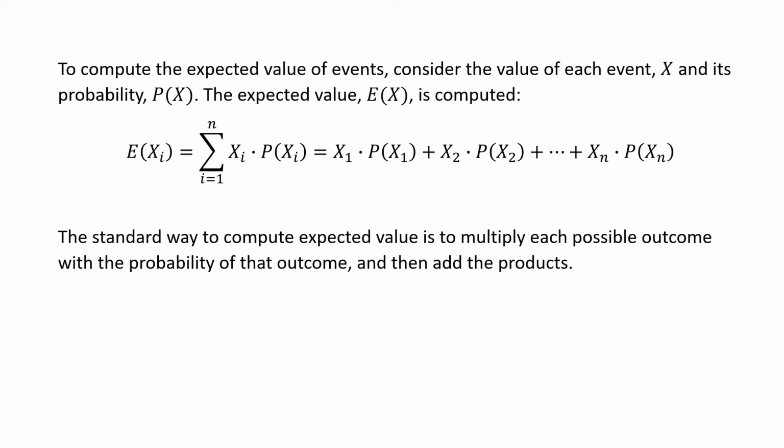To compute the value of expected events, consider the value of each event x and its probability p of x. The expected value E of x is computed: E(x sub i) is equal to the summation as i goes from 1 to n of x sub i times p of x sub i, and then it is expanded. The standard way to compute expected value is simply to multiply each possible outcome with the probability of that outcome and then add the products.